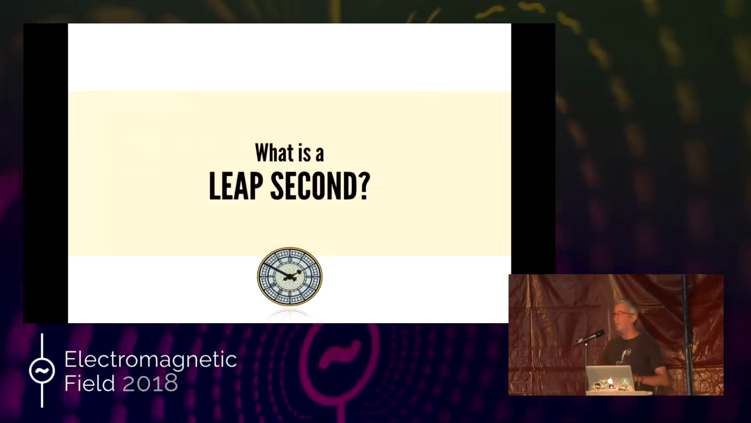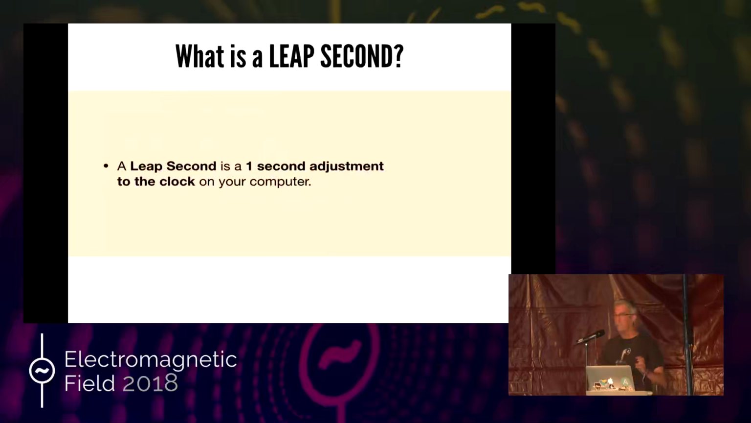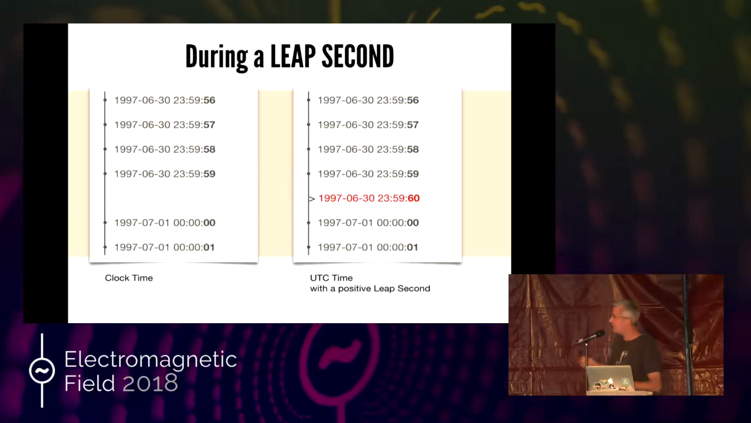So let's try and have a basic definition of what a leap second is. If you've never come across it, it is a 1 second adjustment to the clock on your computer, which sounds fairly trivial, fairly simple. It turns out in practice that's less often the case. Here's an example of what one would look like. If the clock inside your computer is ticking away, it has 60 seconds in a minute, as you would expect, so it goes from 0 to 59, and then round again to 0 to 59. In the case of a leap second, you have a 60. So you will have 61 seconds in your minute.